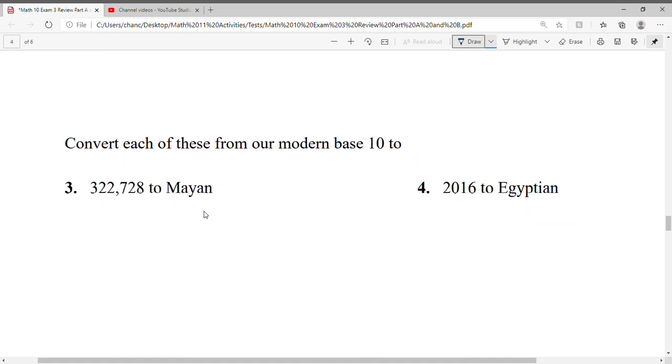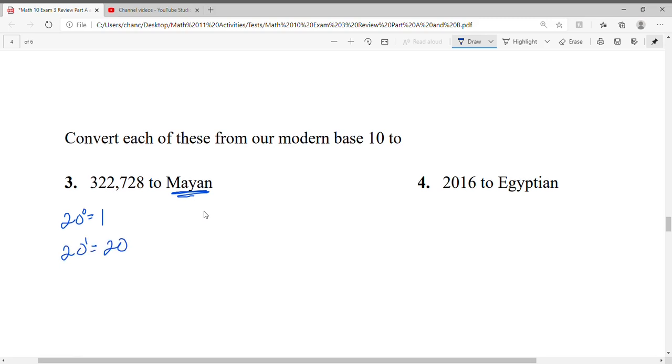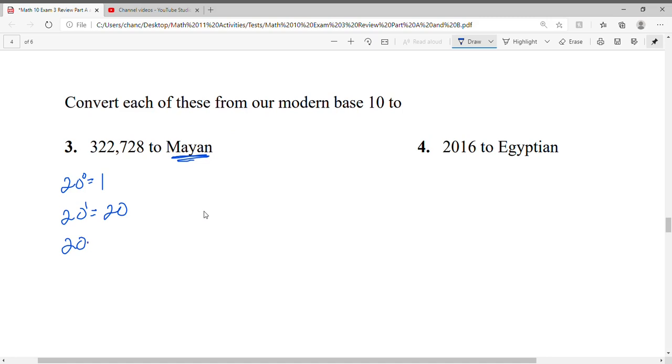Example 3, let's convert 322,728 into Mayan. Now remember, the Mayan system is special. It's a modified base 20. 20 to the 0 is equal to 1. 20 to the 1 equals 20. And then this one's special. This is 20 times 18, which is equivalent to 360. And then we'll do 20 squared times 18, and that gives me 7,200. And we'll do one more, 20 cubed times 18. That's equivalent to 144,000.